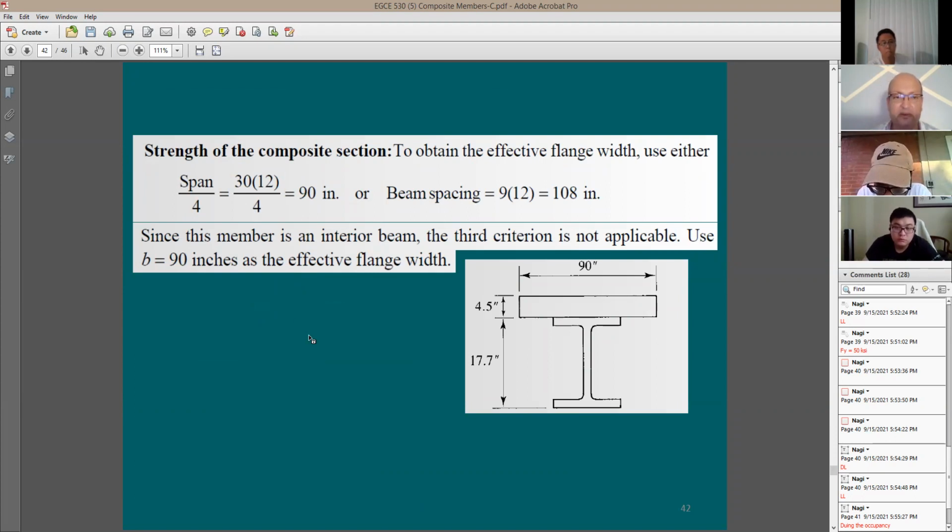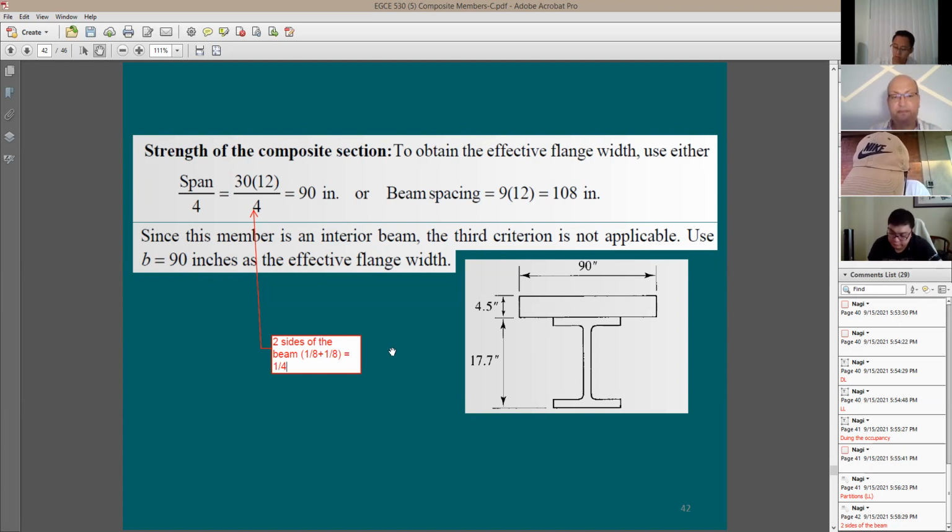So let me write this down. You say two sides of the beam. All right. 1/8 plus 1/8 equals 1/4 of the span. So great. So this is going to be how much again? It's going to be 90 inches.